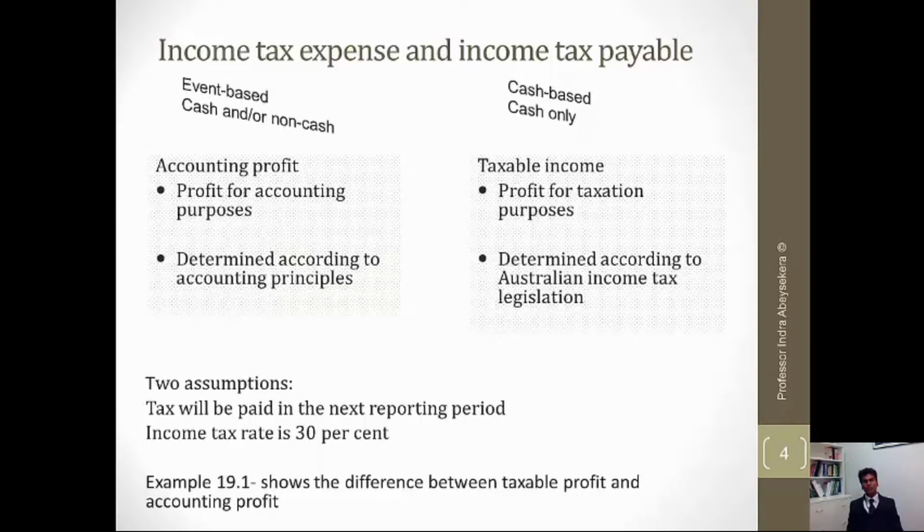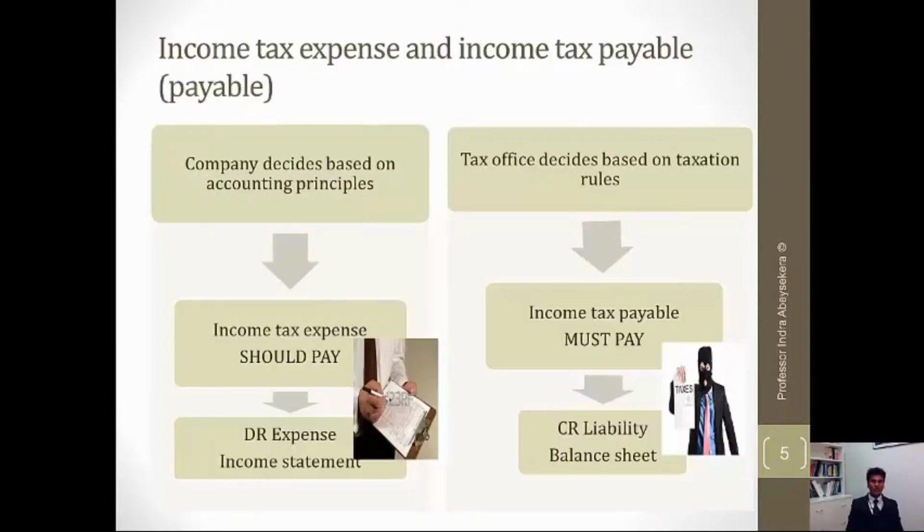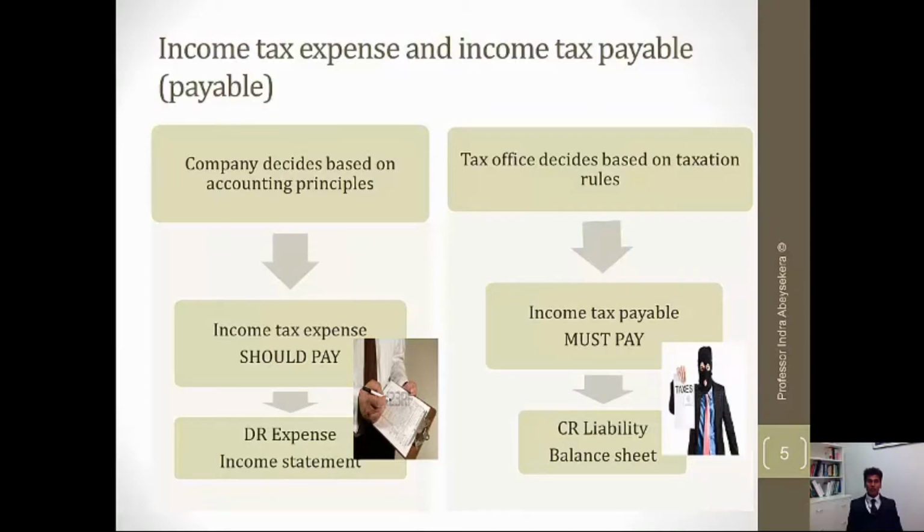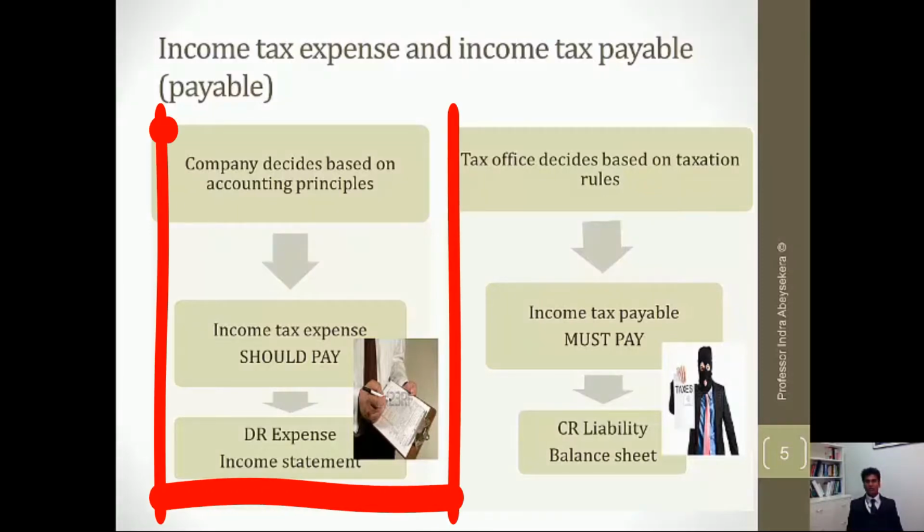Going forward, we make two assumptions. One is that income tax payable will be paid in the next reporting period, and the income tax rate is 30%. So the company decides its profit based on accounting principles, calculates income tax expense. That is what the company thinks it should pay, and it is shown as a debit expense in the income statement.